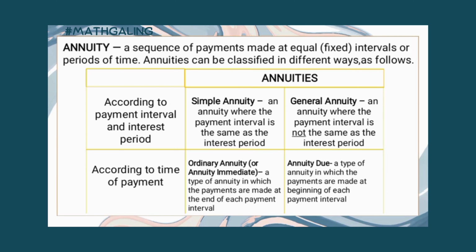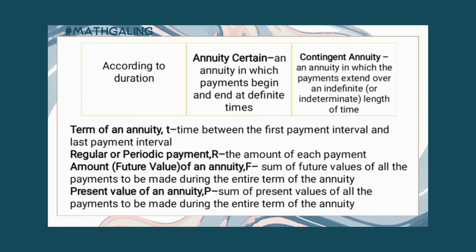According to the time of payment: ordinary annuity or annuity immediate, a type of annuity in which the payments are made at the end of each payment interval. Annuity due, a type of annuity in which the payments are made at the beginning of each payment interval. According to duration: annuity certain, an annuity in which payments begin and end at definite times. Contingent annuity, an annuity in which the payments extend over an indefinite or indeterminate length of time.